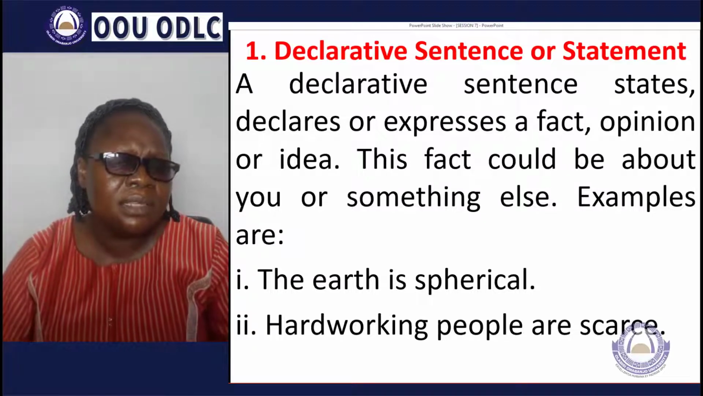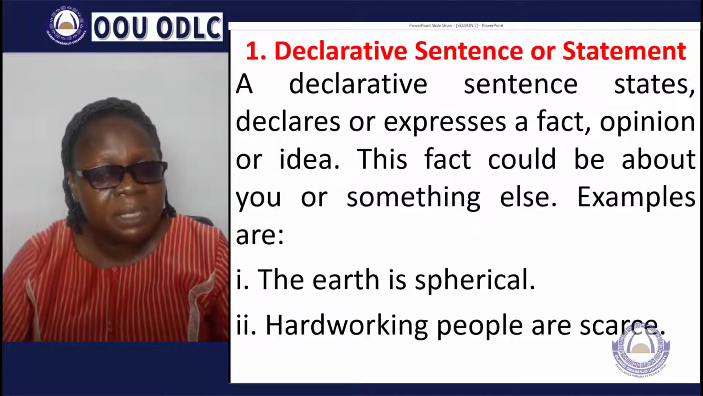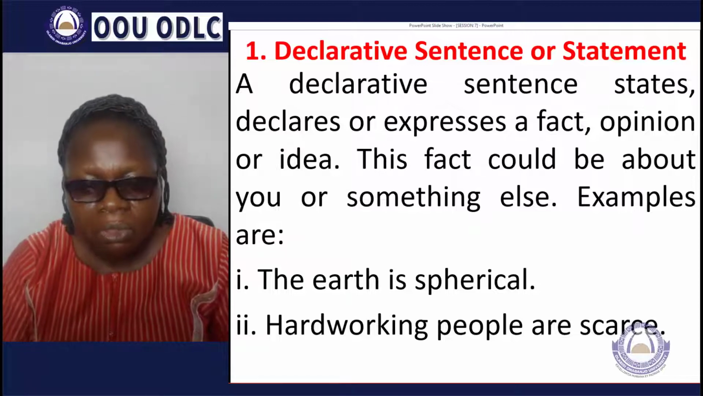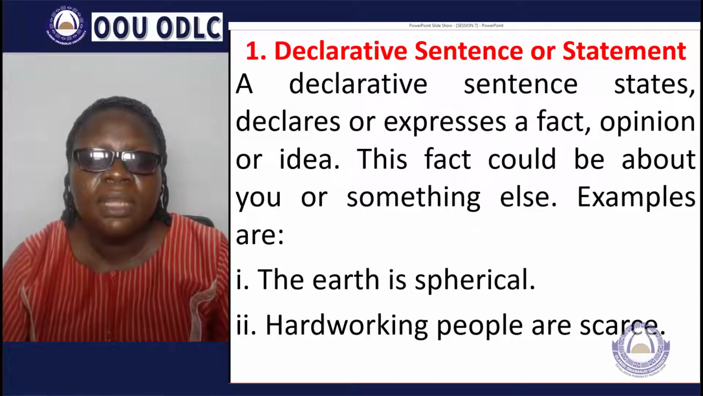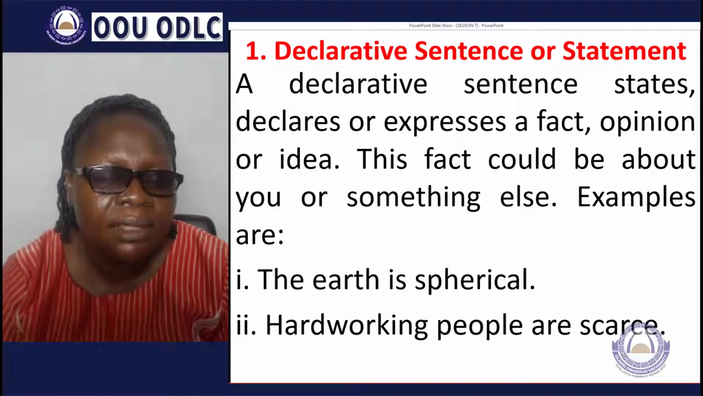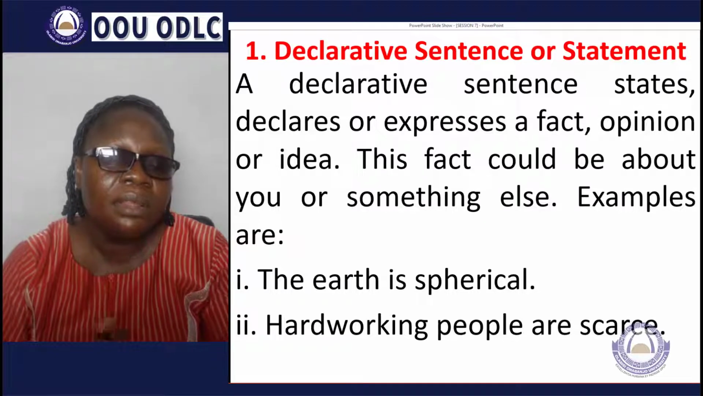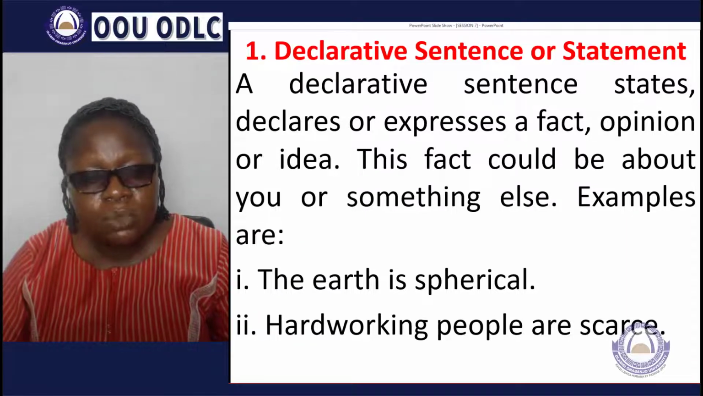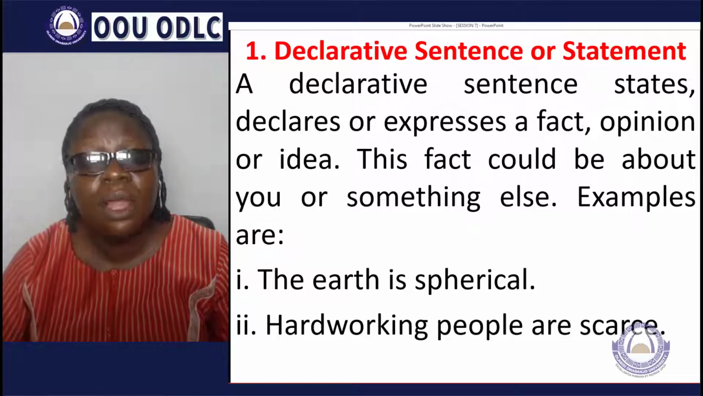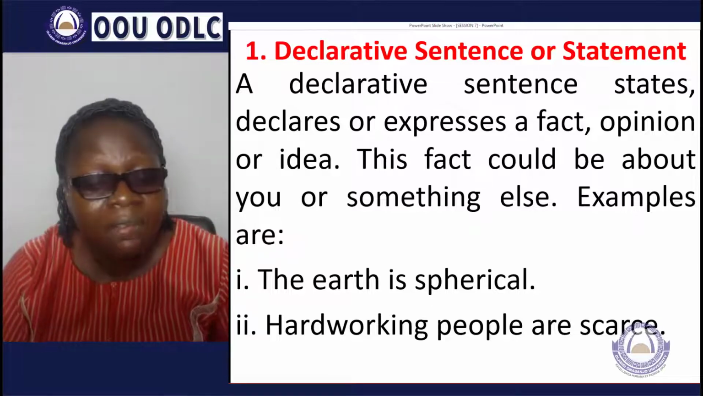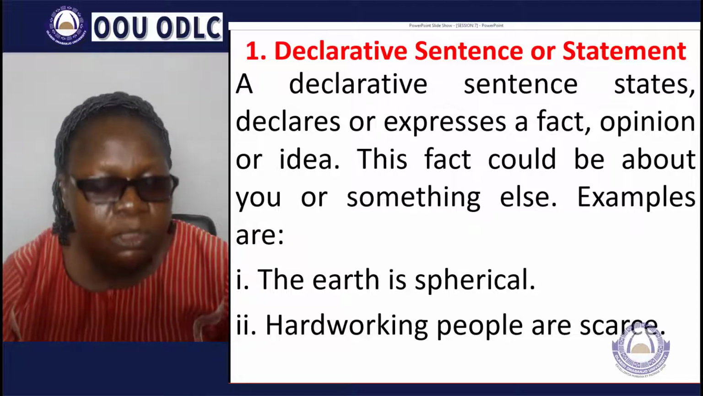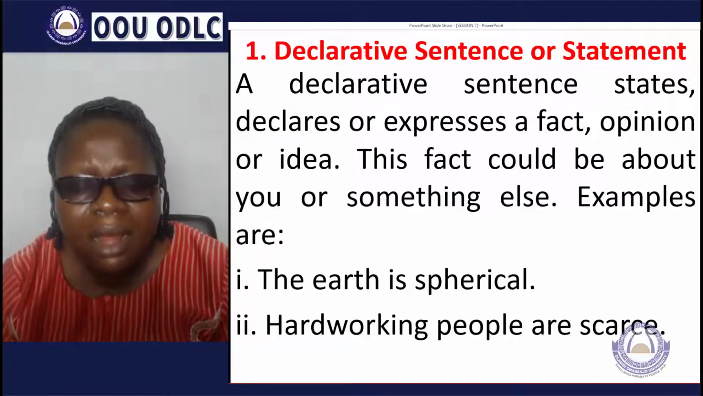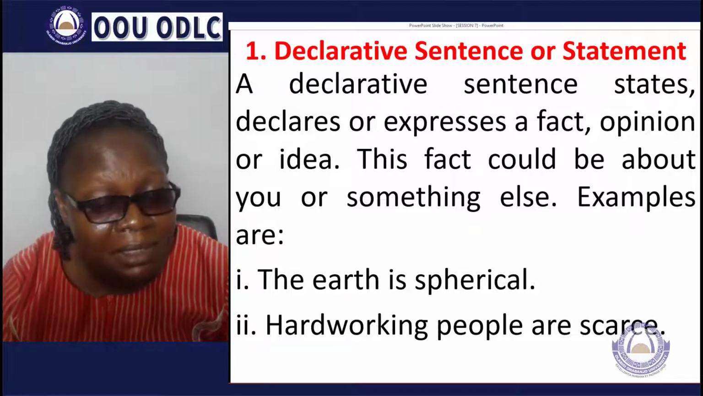A declarative sentence states, declares, or expresses a fact, an opinion, or an idea. This fact could be about you or something else or somebody else. Let's take a look at these examples on the board. Number 1, the earth is spherical. That's a statement of fact. That's a declaration. That's why declarative sentences are also referred to as statements. This expression is stating a fact. Number 2, hard-working people are scarce. That's another statement of fact.